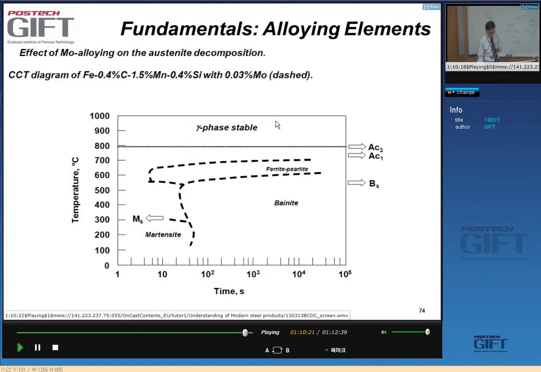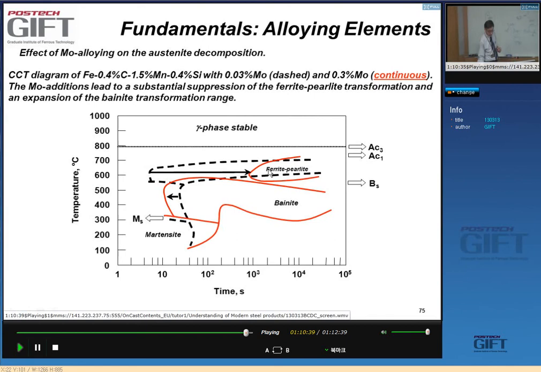And let's see what it looks like in an engineering steel. Again, we have a 0.4 carbon steel. This is a transformation situation without molybdenum. If we add molybdenum, you see an impressive suppression of the ferrite and perlite transformation. So you can see now that if you want to have a bainitic microstructure, molybdenum allows you to do this very easily, because at relatively easy cooling rates you form bainite. Even if your cooling rates are slow, you still can form bainite. So for bainitic steels, we like to have molybdenum.